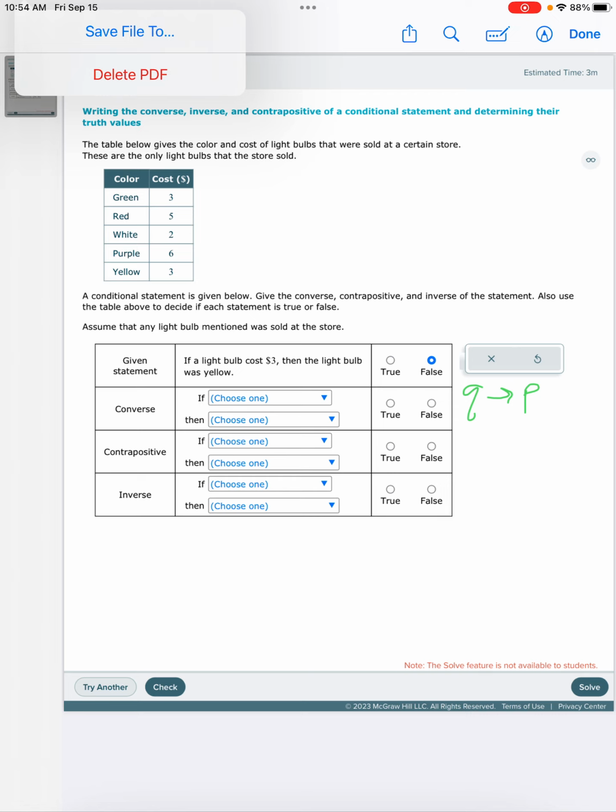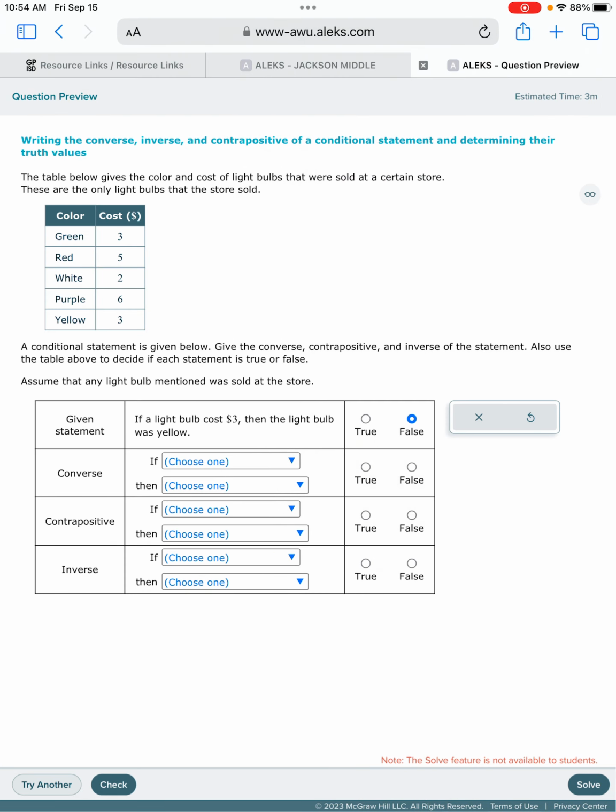So what is that going to look like? Well, we'll go back. If the second part of my original statement was then the light bulb was yellow, I'm going to put that at the beginning, right? That's what you guys have been working on from the last lessons. So I'm going to say if the light bulb was yellow. And then my then is just going to be my original if, right? Because they swap places. So the light bulb cost $3. There we go.